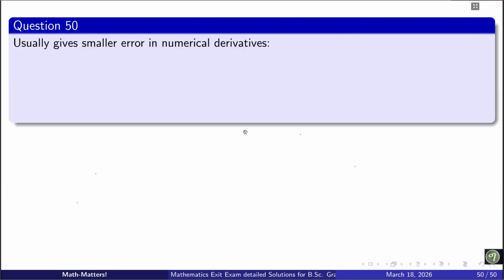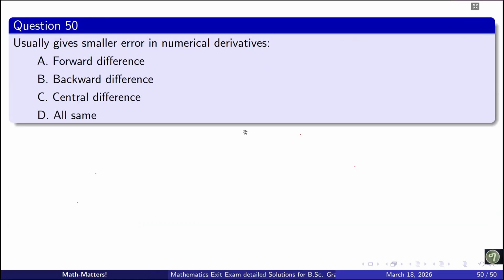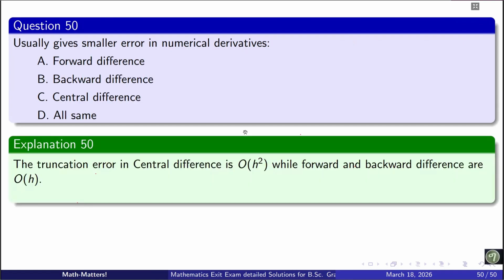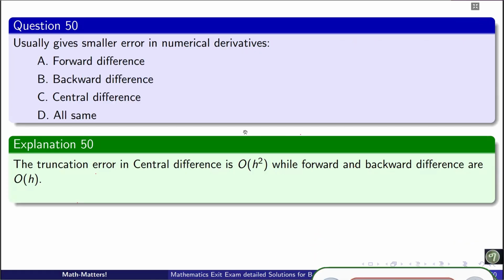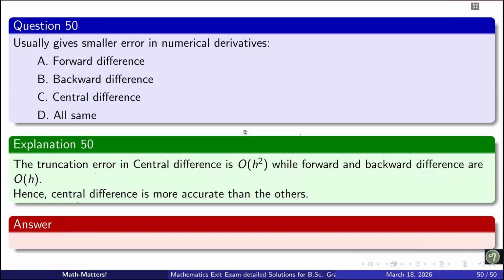Last one: which usually gives a smaller error in numerical derivatives? Forward difference, backward difference, central difference. The truncation error in central difference is of order h squared, while forward and backward differences are of order h. So usually a smaller error comes from central difference, which is more accurate than the others. Therefore, the answer is C, which is central difference.